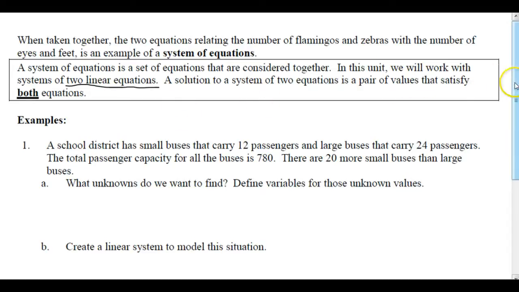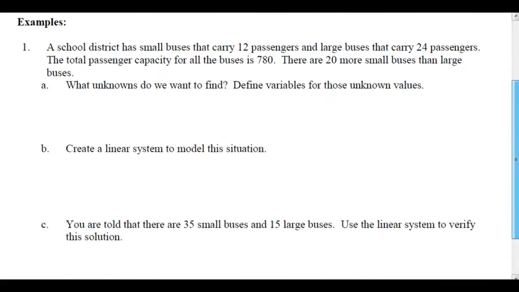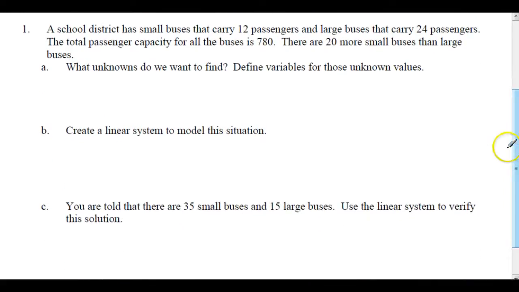Examples. Okay, so the rest of this is examples. A school district has small buses that carry 12 passengers and large buses that carry 24 passengers. The total passenger capacity for all the buses is 780. There are 20 more small buses than large buses. What unknowns do we want to find? Define variables for those unknown values. So the first step is always figuring out how many of each type of bus.